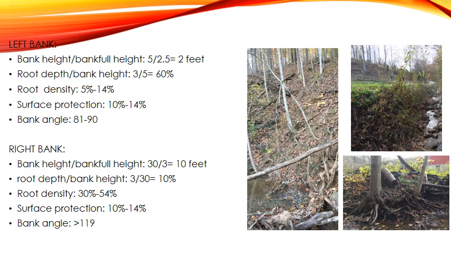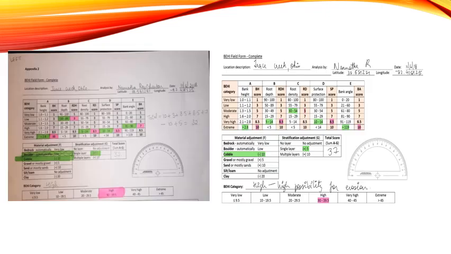One thing we have to note here is that generally there's a single BEHI value that you get for both banks together, but I felt the need to separate mine as left and right bank because it had varying values, so that's why I did a separate left and right bank BEHI score. So this is the value that I got for mine.